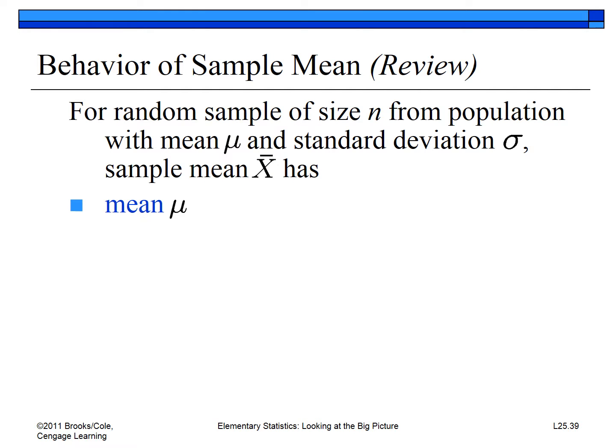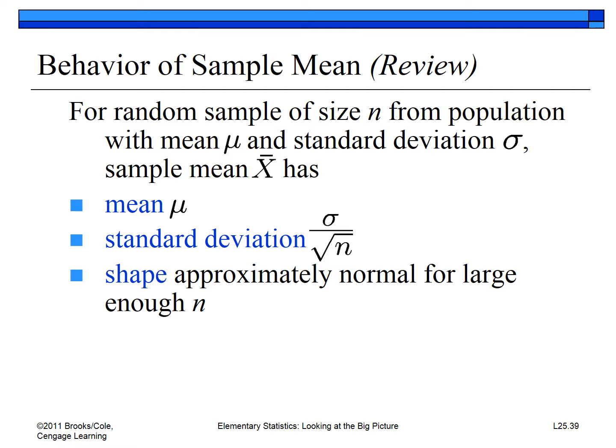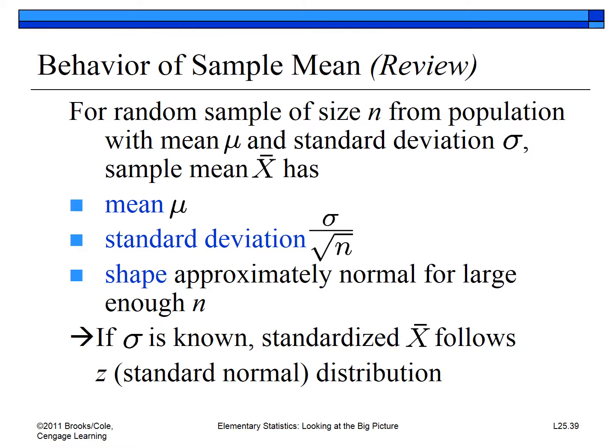Again, remember that our sample mean is a random variable. It's centered at mu. The standard deviation is the population standard deviation divided by the square root of the sample size. And the shape is approximately normal as long as n is big enough. As long as the population standard deviation is known, our standardized mean will follow the z, or normal, distribution.